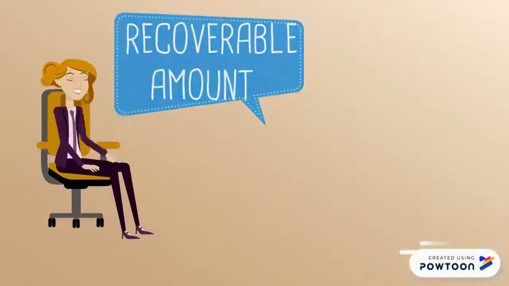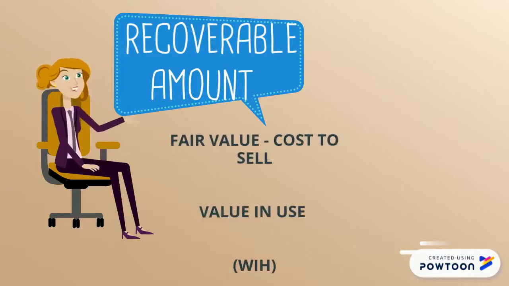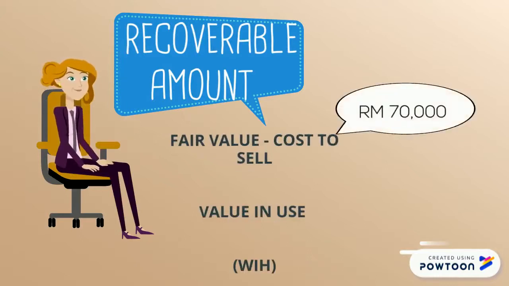Next, to find recoverable amount, we must compare fair value minus cost to sell versus value in use, whichever is higher. Fair value minus cost to sell is 70,000 ringgit, stated in the question. Value in use needs to be calculated for 2016 and 2017 by referring to the cash inflow and present value table.